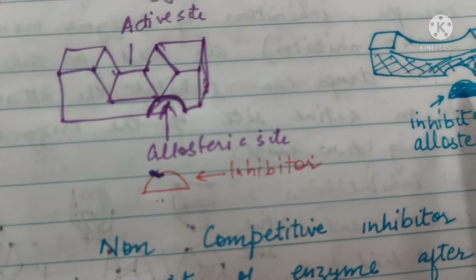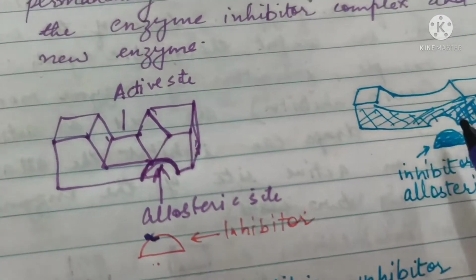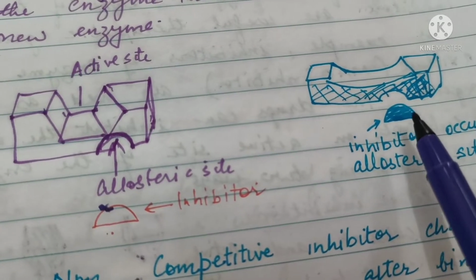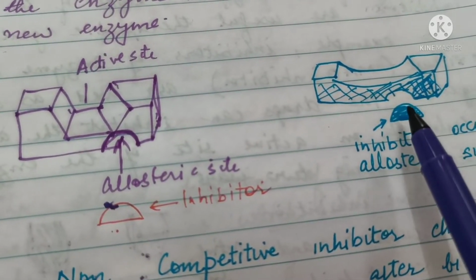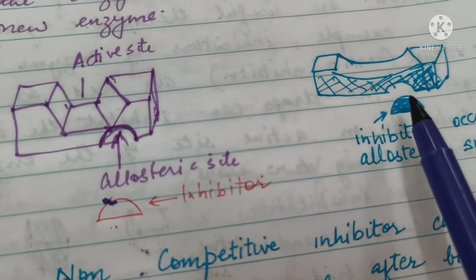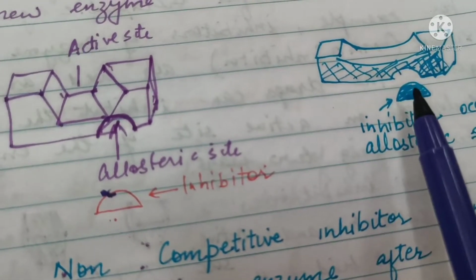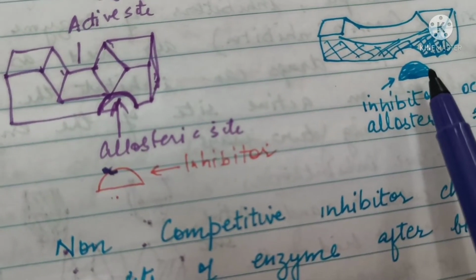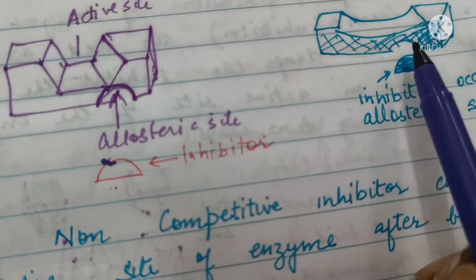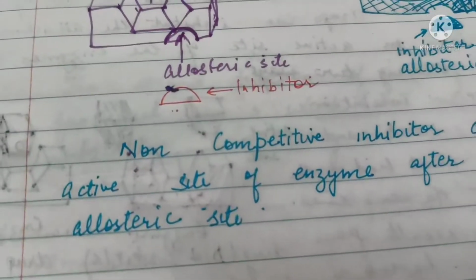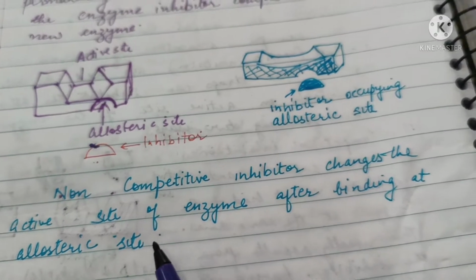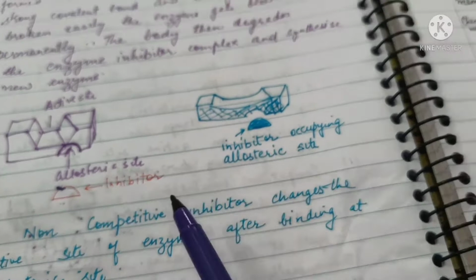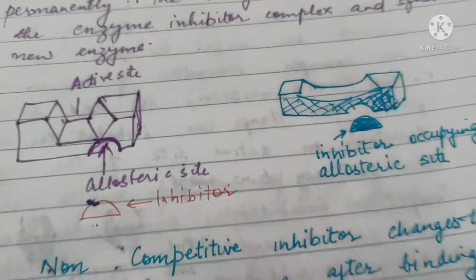It is to be noted that if the bond formed between the enzyme and inhibitor is a strong covalent bond and therefore cannot be broken easily, the enzyme gets blocked permanently. In that case, the whole enzyme inhibitor complex is degraded by the body and the body will synthesize new enzyme. Non-competitive inhibition changes the active site of the enzyme after binding of the inhibitor at the allosteric site.